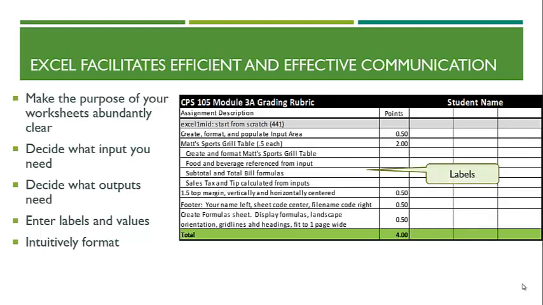Entering intuitive labels is essential for understanding the worksheet. For clarity, I even indented the requirements of the Matt's Sports Grill table beneath the name of the requirement. Lastly, I've intuitively formatted the worksheet. My title has a simple but distinct format, white font on black background. My subtitle is black on gray, and my total, or calculated value, is black on green.